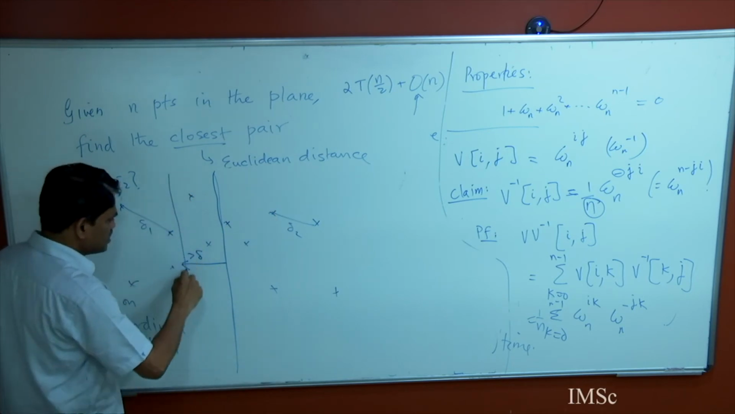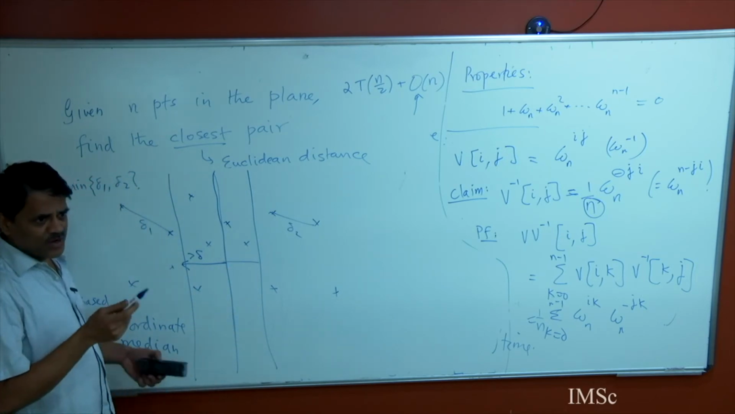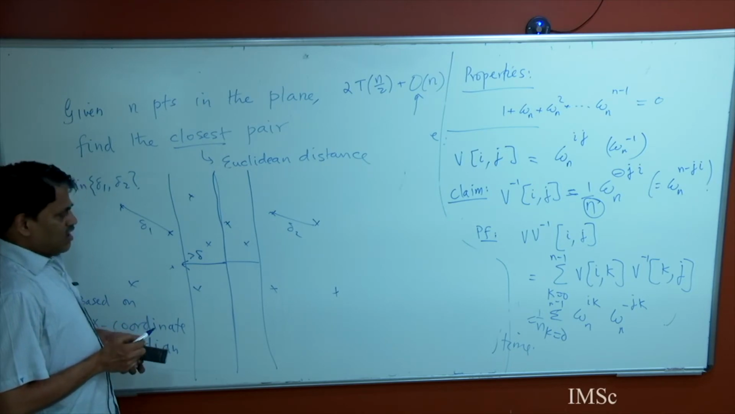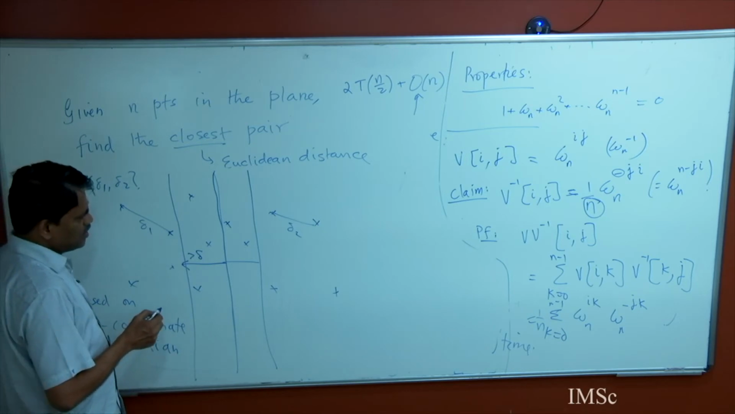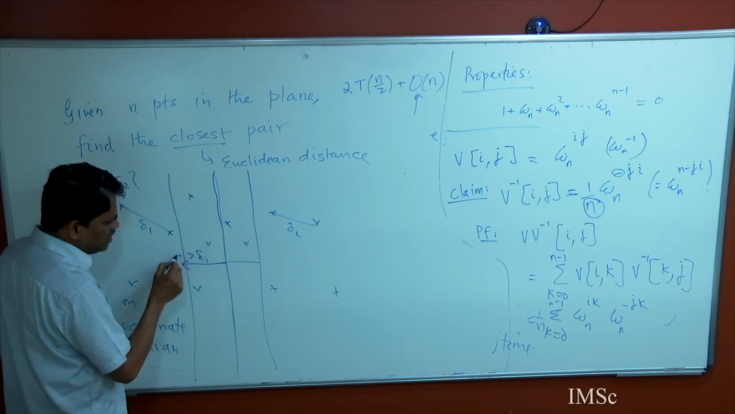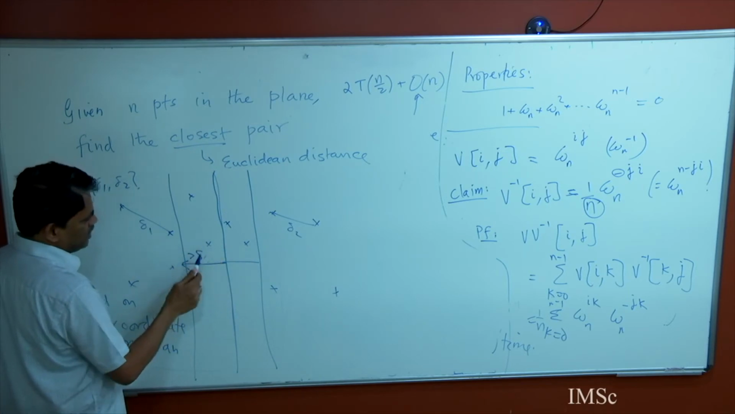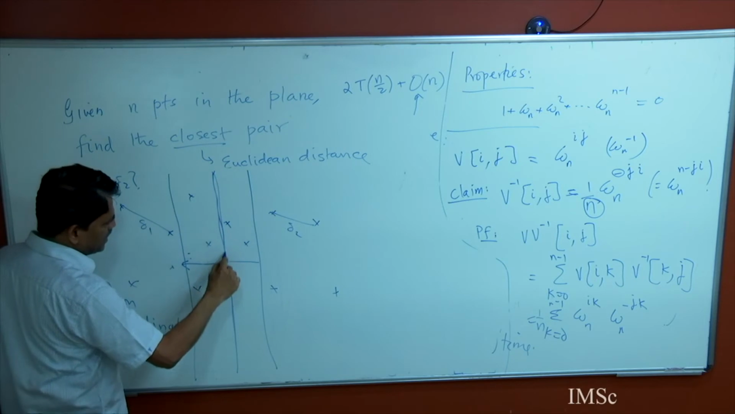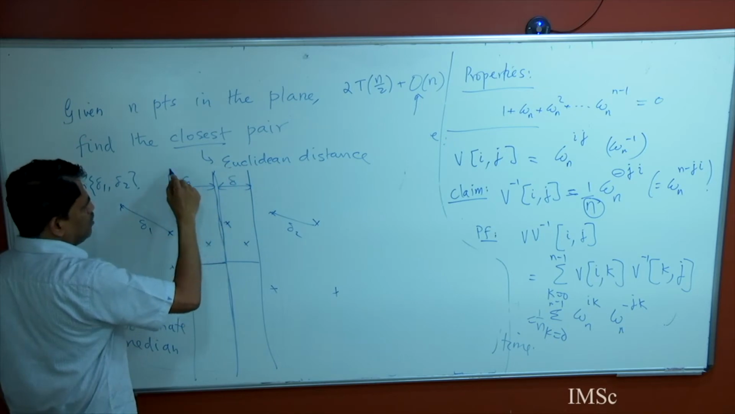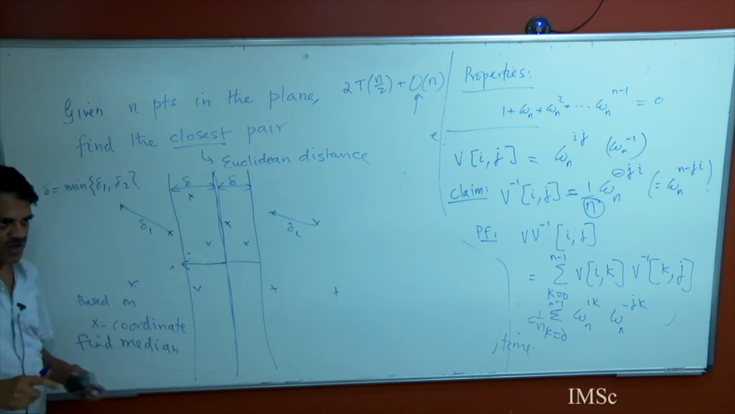So the first observation is that anything which is... okay, somebody said delta by 2. Is delta by 2 enough? Yeah, but maybe there is a point slightly here and here; if you use delta by 2, you may be missing those points, right? So you just go up to delta. So I take this median line and look at a strip of width delta on each side. The first observation is that anything that falls outside these lines, ignore them, okay.